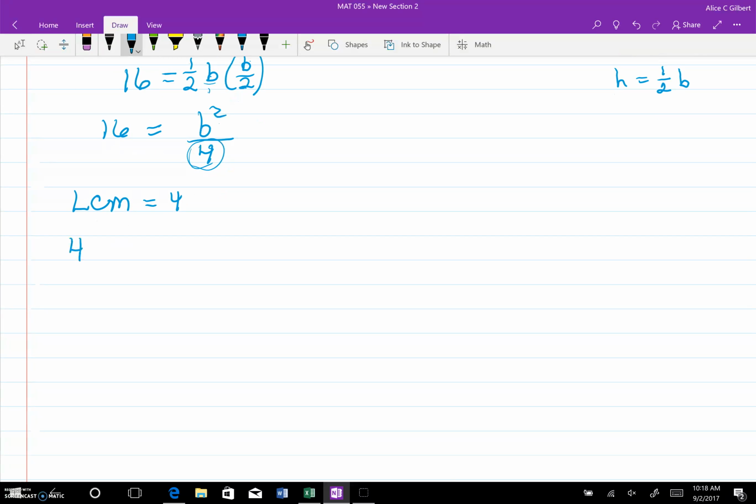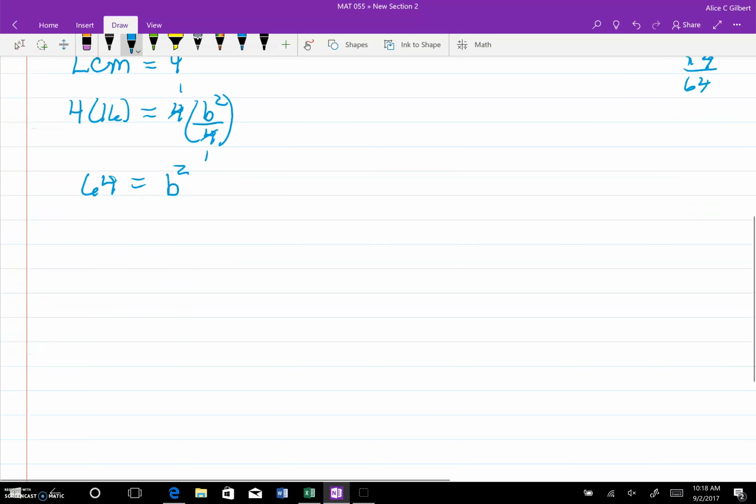And so 4 times 16 equals 4 times b squared divided by 4. Now, 4 times 16 is 64. If you aren't sure of that, just quickly do it over here. 16 times 4, that's 24, 4 and 2, 6. Okay, and here I can cross cancel the 4's. So what I'm left with is b squared.